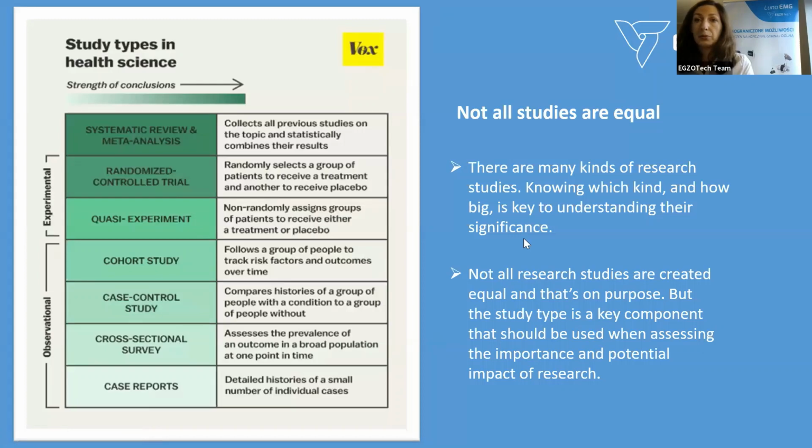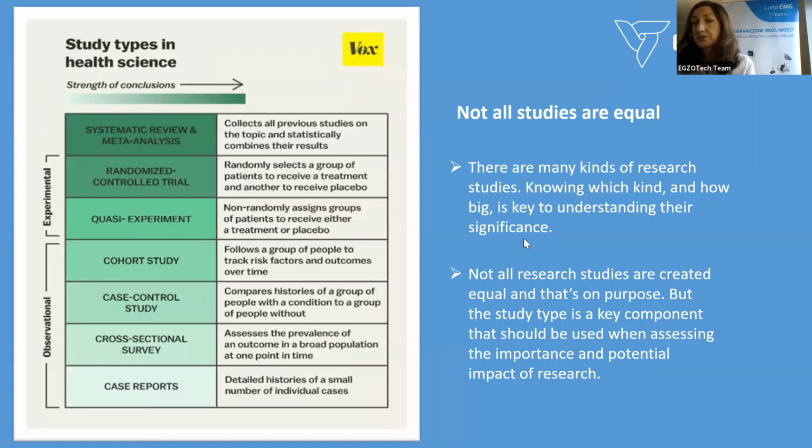But we need to know that not all studies are equal. There are a lot of research and many kinds of research studies. So knowing which kind and how big the study is, is the key for us to understand its significance. And we can divide the study types in health science into observational and experimental.